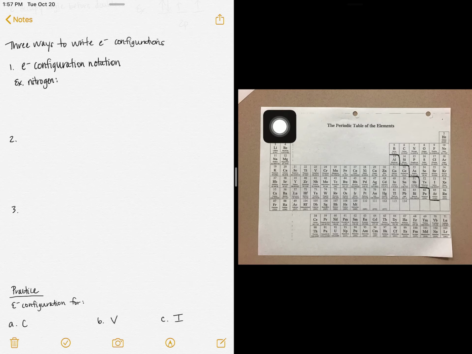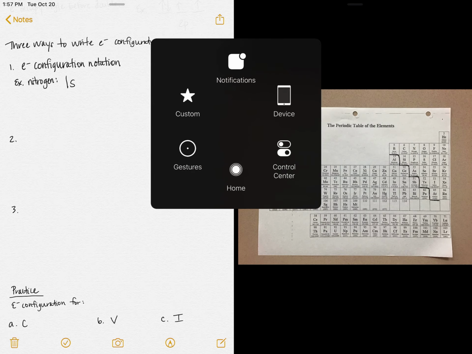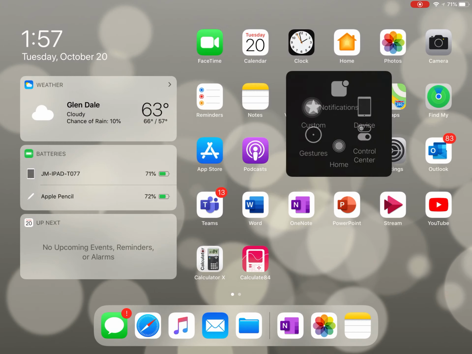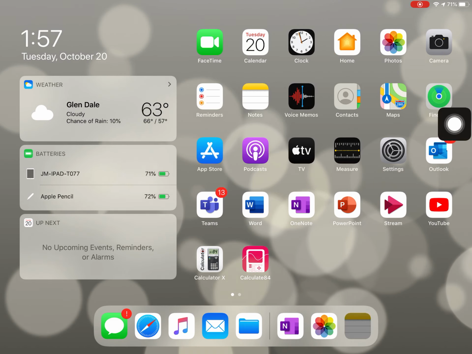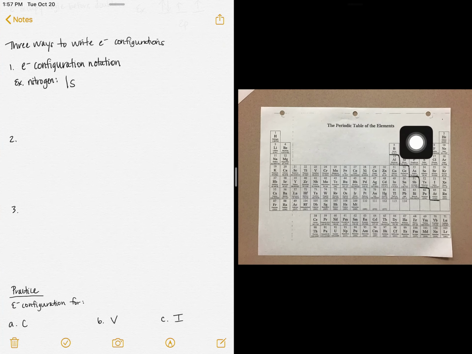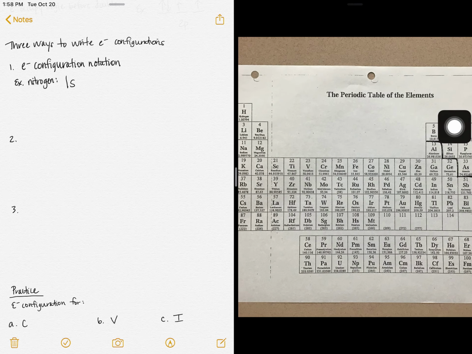So the way we do electron configuration notation is we start at the very beginning, and we talk about the first orbital we encounter, which is the 1s. So we write down 1s. And then we realize that if we're going all the way to nitrogen, which is here, then the 1s is full.